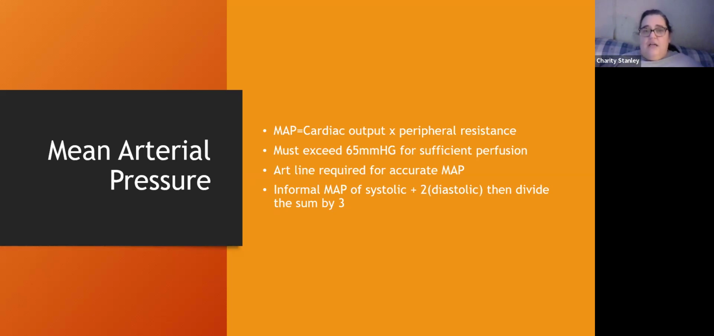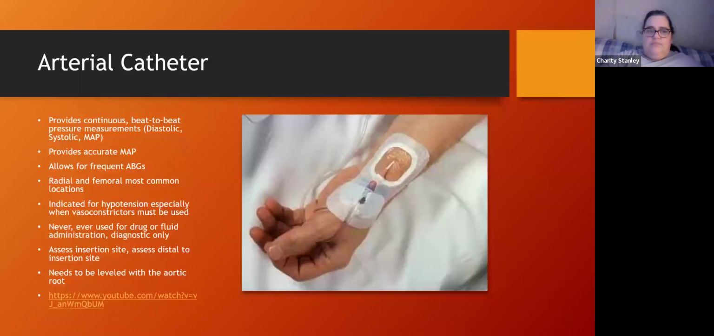How are we going to do that? We're going to push fluids. First job, push fluids, push fluids, push fluids. Now, with that said, sometimes pushing fluids isn't enough. So we may need to give medications that are vasoconstrictors to help shrink the pipes to make the fluid that we have sufficient for the system.